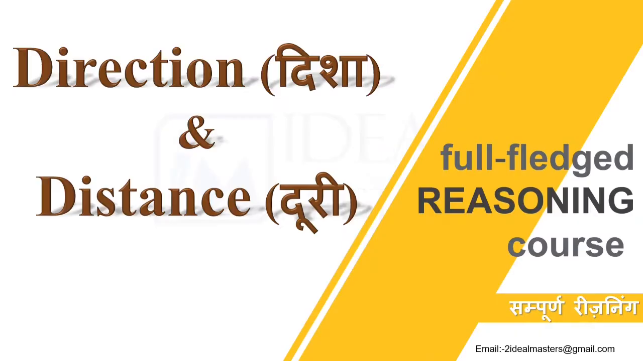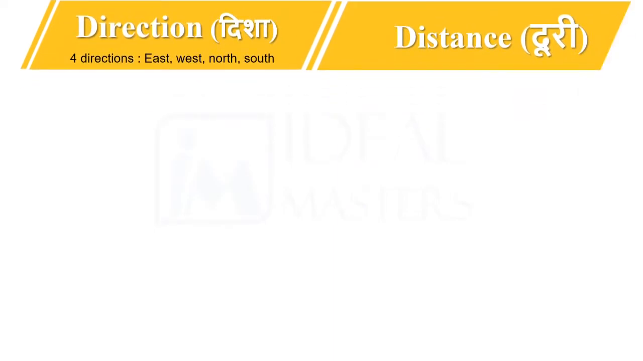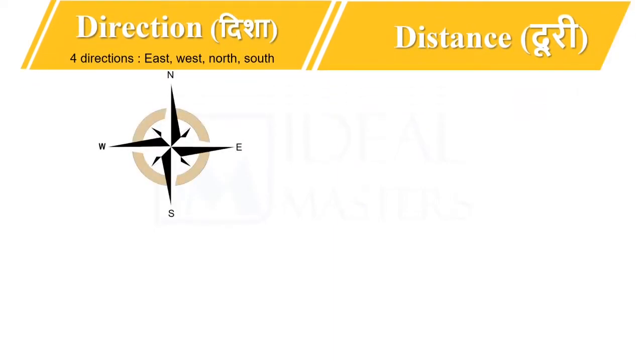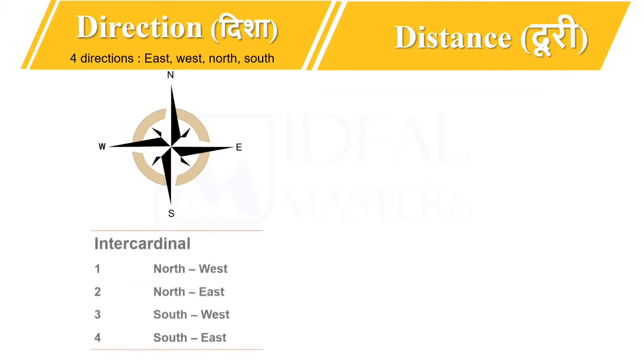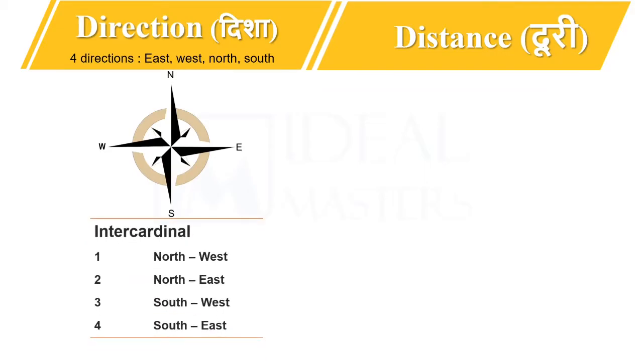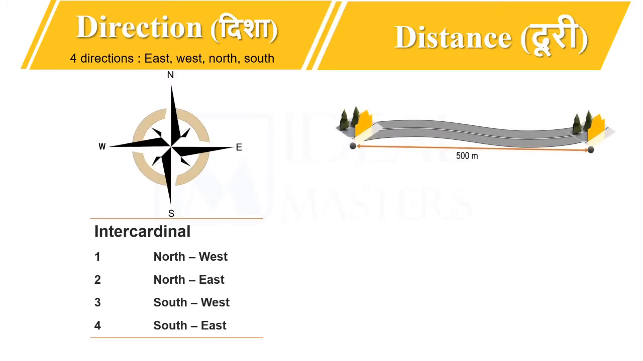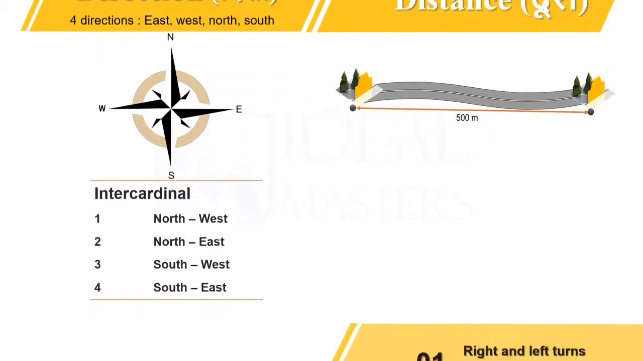In this video lecture, we will learn some basic concepts of direction and distance. Let's start the session. We know that there are four cardinal directions: east, west, north and south, and four intercardinal directions: northeast, northwest, southeast and southwest. Now, what is distance? Distance is the length of the path which is covered by a given object.